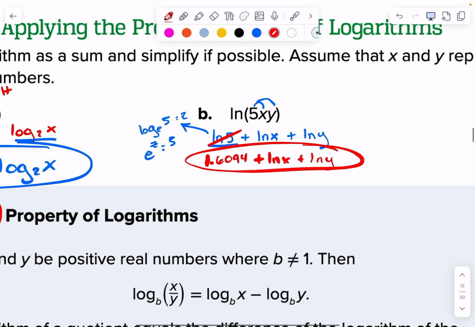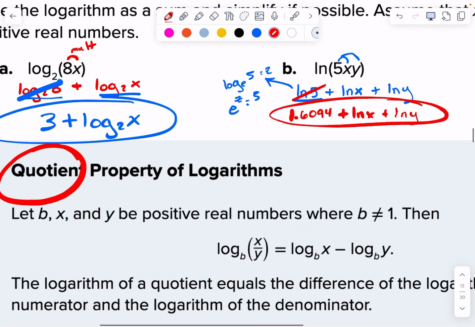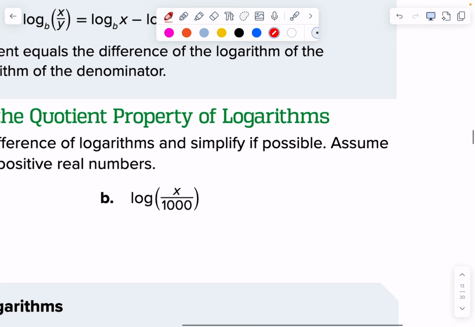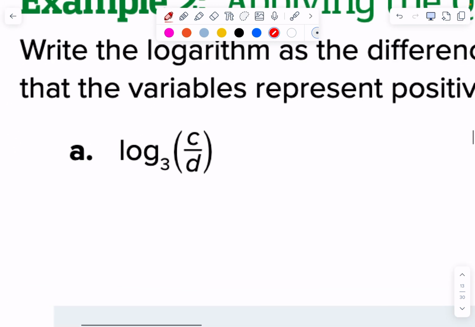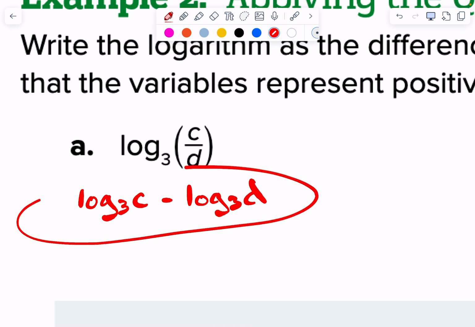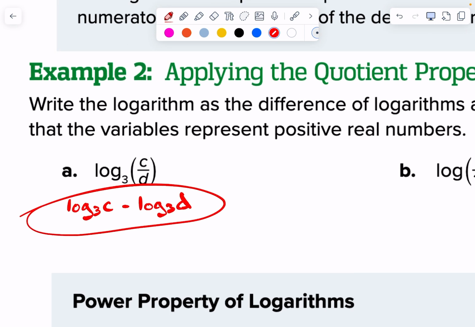Okay, good? All right, now this is quotient, which means we're going to be dividing. So let's do this one here. Write the log as a difference and simplify if possible. I only have 2 pieces: log base 3 of c minus log base 3 of d. Can I switch those around and put the d first and then the c next? No, the c is on top. It has to go before the minus. Can I simplify? No, because none of those are numbers. So I'm expanding and I'm done. C and D are not numbers. We don't know what they are, so we just leave them like that. Are we good with this?